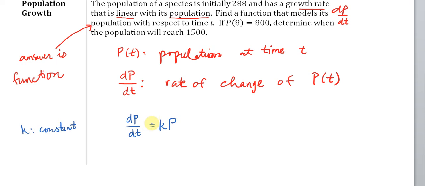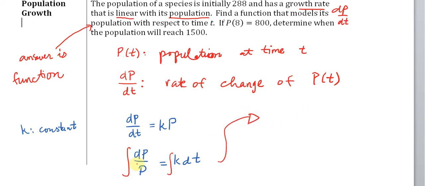We're going to separate the variables. So I'm going to divide both sides by P, and I'm going to multiply both sides by dt. So I get k dt is equal to dP over P. Let's then now take the antiderivative of both sides, and let's see what we get.